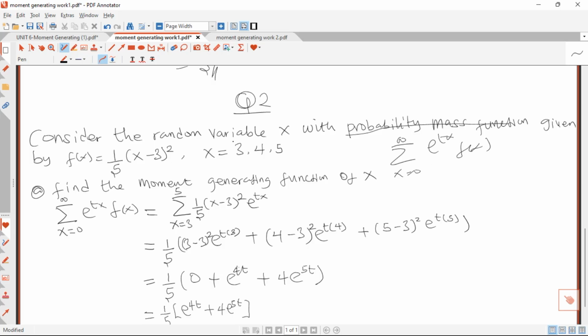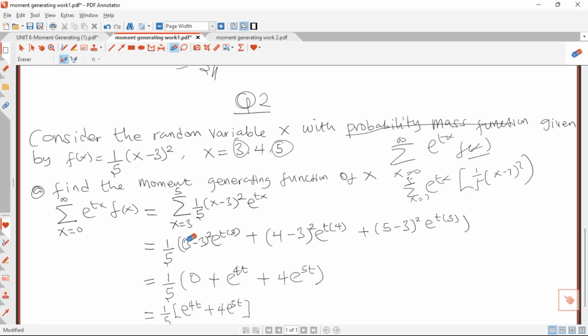And we know that our x is starting from 3 and ending at 5, right? So here we are going to get the summation of x moving from 3 to 5 of e raised to the power tx times f of x, and our f of x is 1 over 5 (x minus 3) all squared, right? That is what we are going to get. In fact, that is what I have been able to write here. Then all that you are going to do is to expand it. So you see that we have x is equal to 3, x is equal to 4, and then up to x is equal to 5.